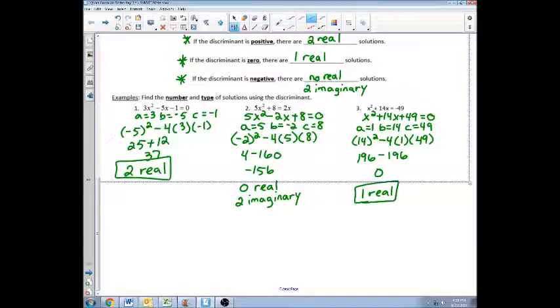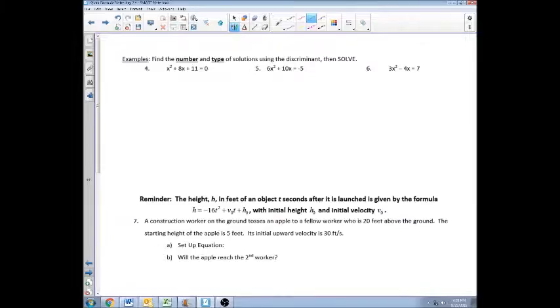All right, on to the back. Again, we need to find the number and type of solutions using the discriminant, and then we need to solve for our x value. I'll explain how we're going to do that in 1 second. Remember your quadratic formula, remember the formula for the discriminant, and remember the fact that the discriminant is what is underneath the square root in the quadratic formula.